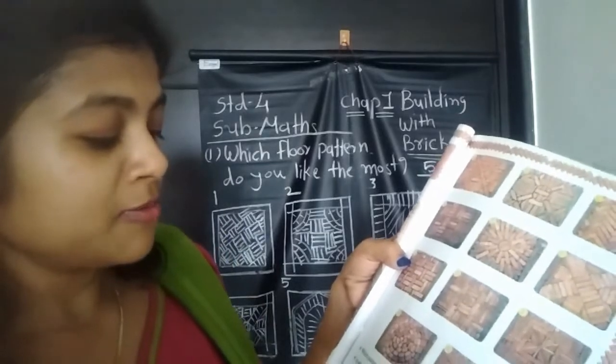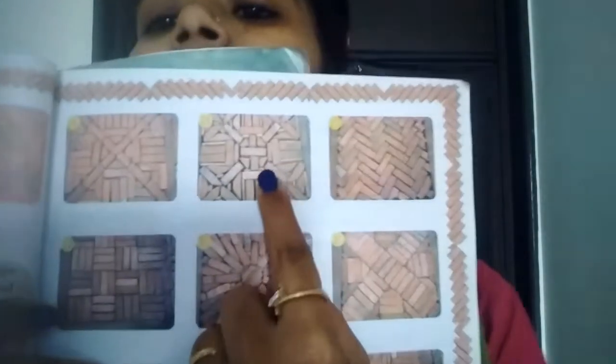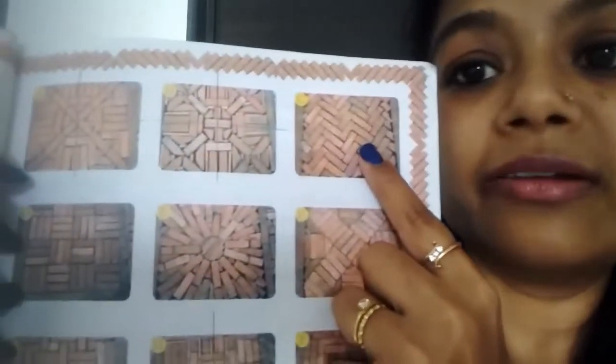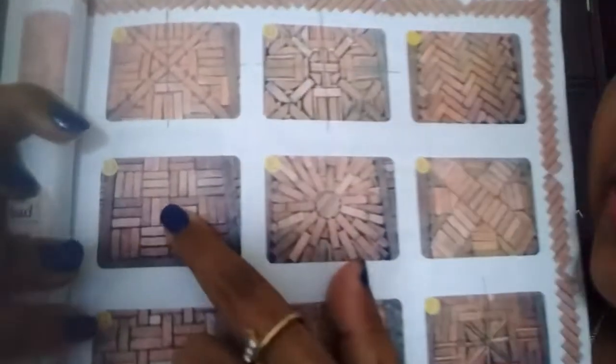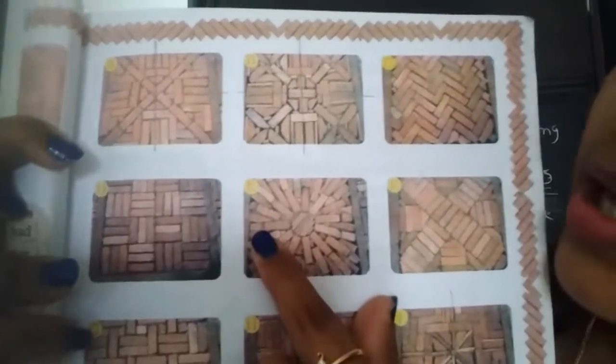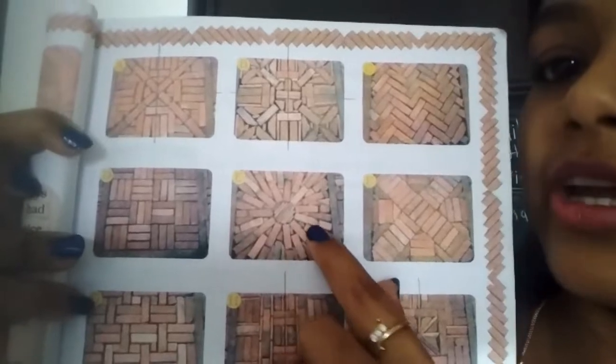Which pattern is made in a circle? Okay, you have to find the pattern which is made in a circle. Probably the first one is in a circle? No. Second one, B. B is in a circle? No. C is in a circular pattern? No. D. D is in a circular pattern? No. Number E is not in a circular pattern as it is made by straight bricks.